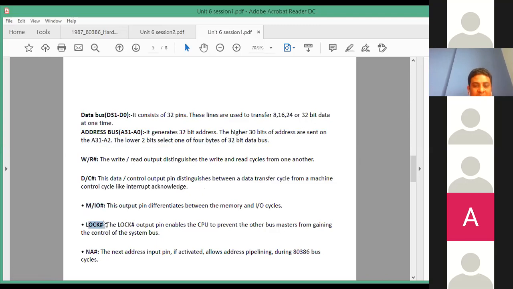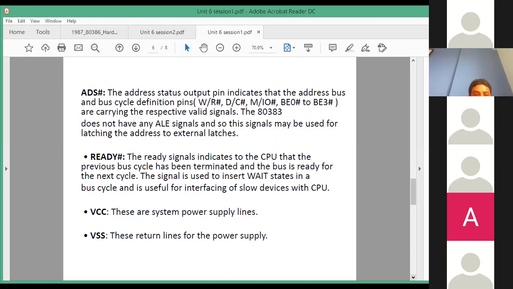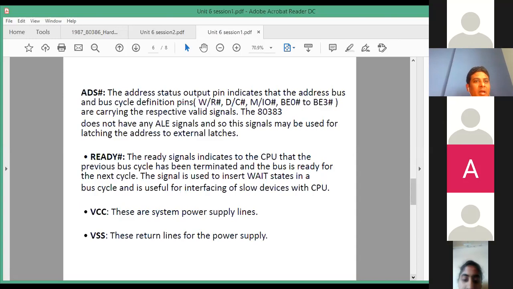LOCK is nothing but locking the bus, where the CPU will not allow any bus arbiter or bus master to access the bus. NA is the next address pin, which is basically used in pipelining. The hash indicates it is NA bar, which is active low. It will have the next address which needs to be fetched, pointing through whatever we have in the IP. It will be notified by this pin.